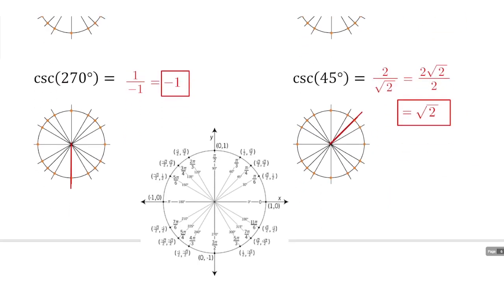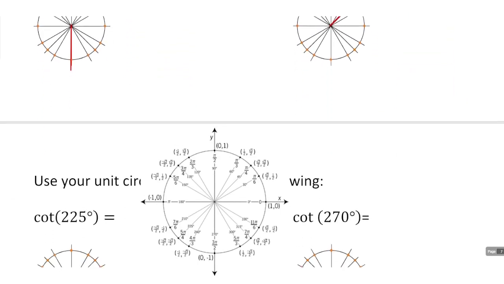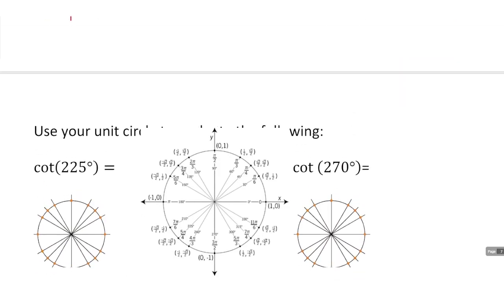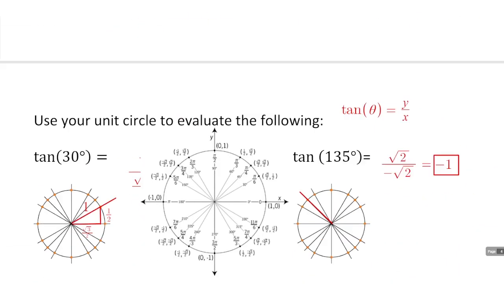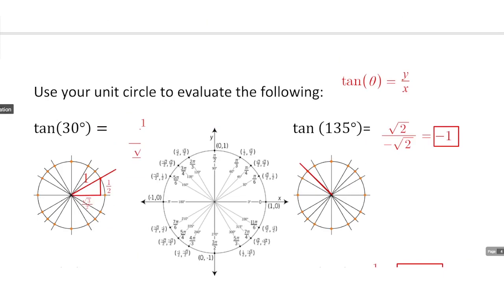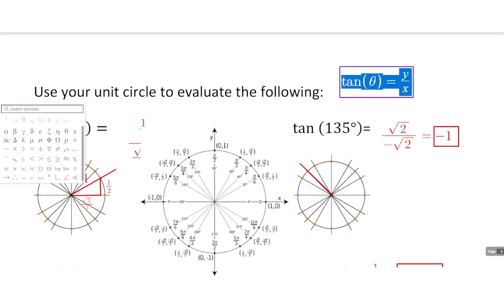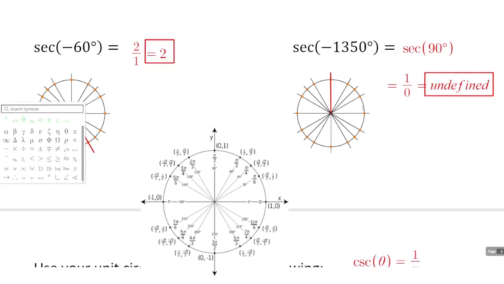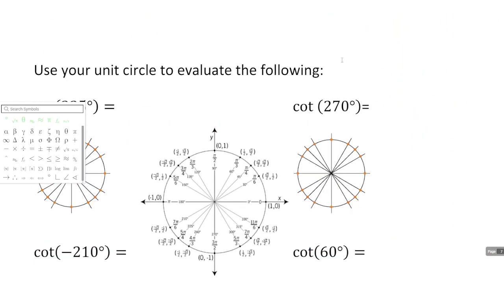All right, that's it for cosecant. So we're 5 out of the 6. We're done with 5 out of the 6 trig functions. The last one here is cotangent, which is the reciprocal of tangent. So since tangent was y over x, we can say that cotangent is x over y, because it's just the reciprocal.